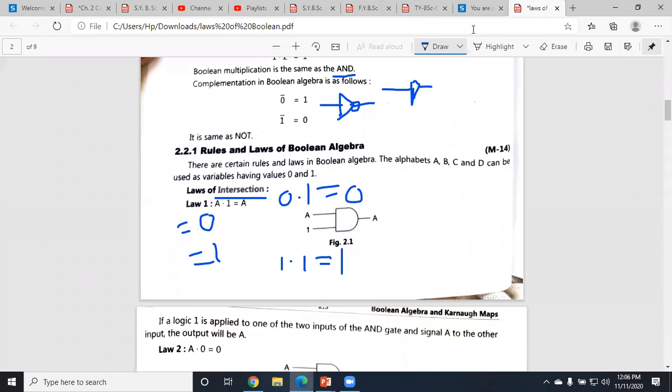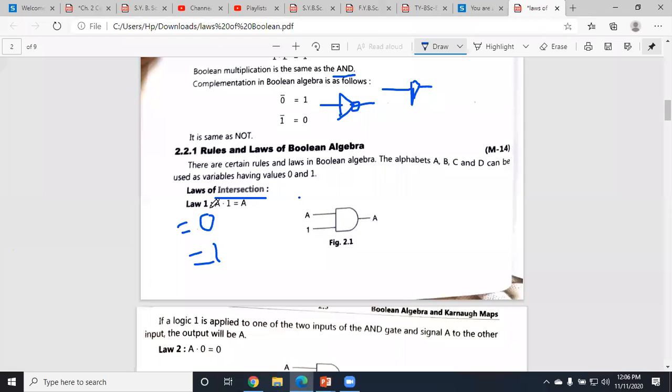Now what we have to do is implement this law of intersection by using a logic gate. Which logic gate do I need to use here? Why use the AND gate, not the OR gate? Because multiplication is taking place. We have to multiply two numbers, right? That is why we are going to use a gate that multiplies the given inputs.